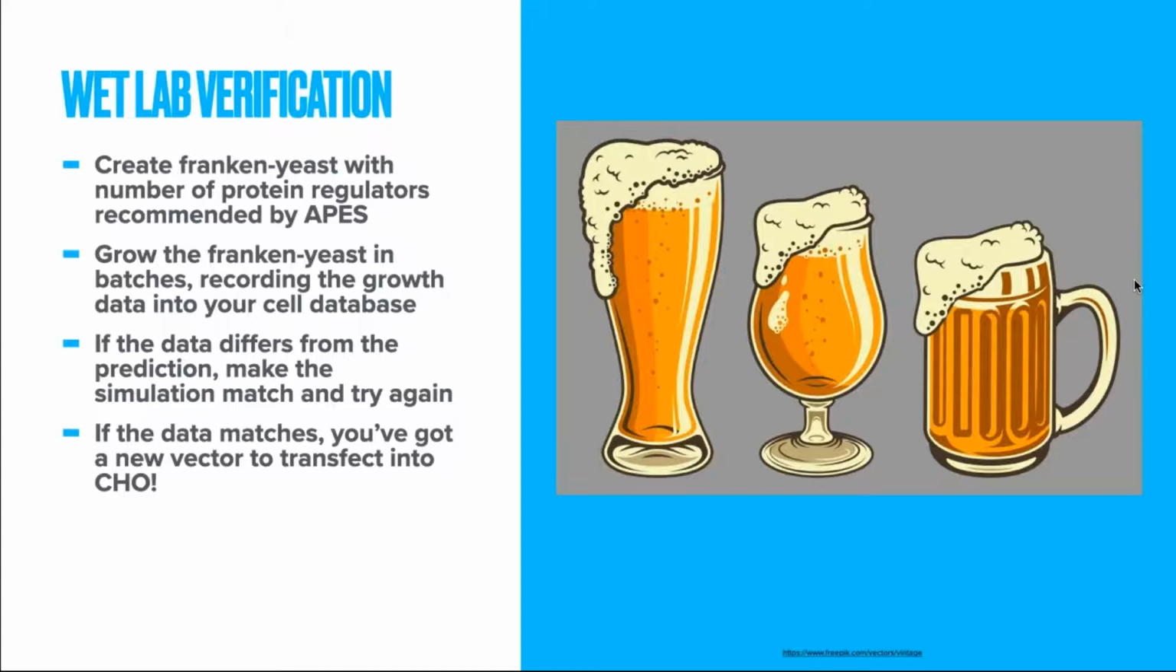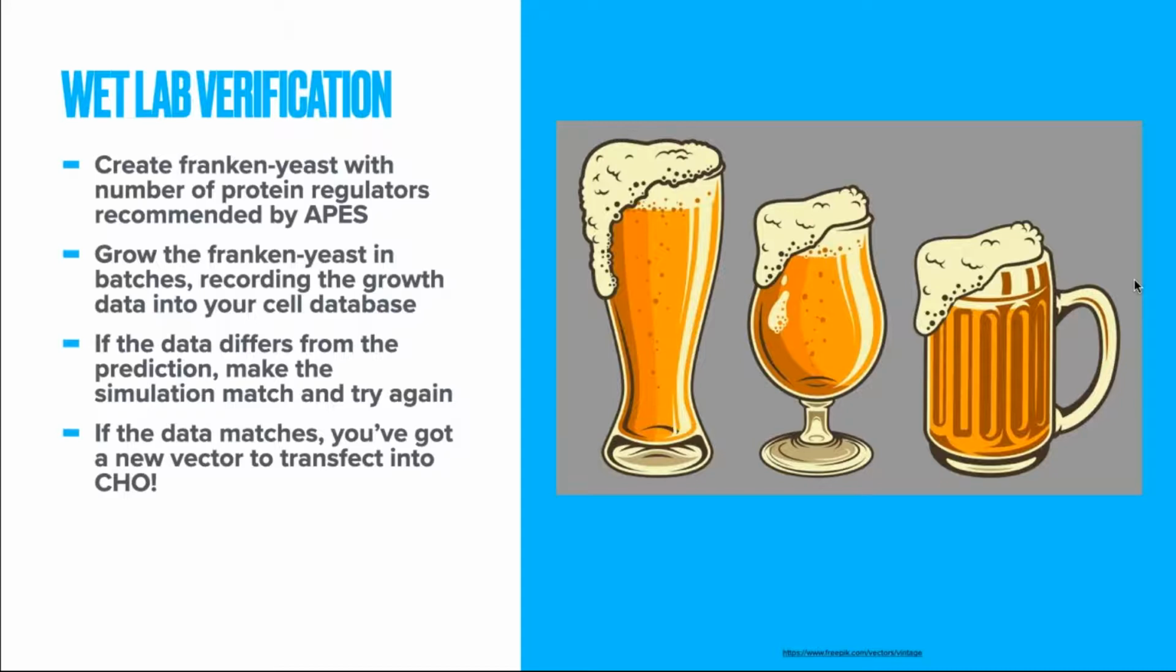Imagine having a whole bunch of this Franken yeast, all in slightly different strains that you've engineered. And you have a dozen examples of it in each row of that assay plate, and being able to try all of them at once without having to spend all day in the lab setting everything up, right? Now, if the data differs from the prediction, you can make the simulation match and try again.